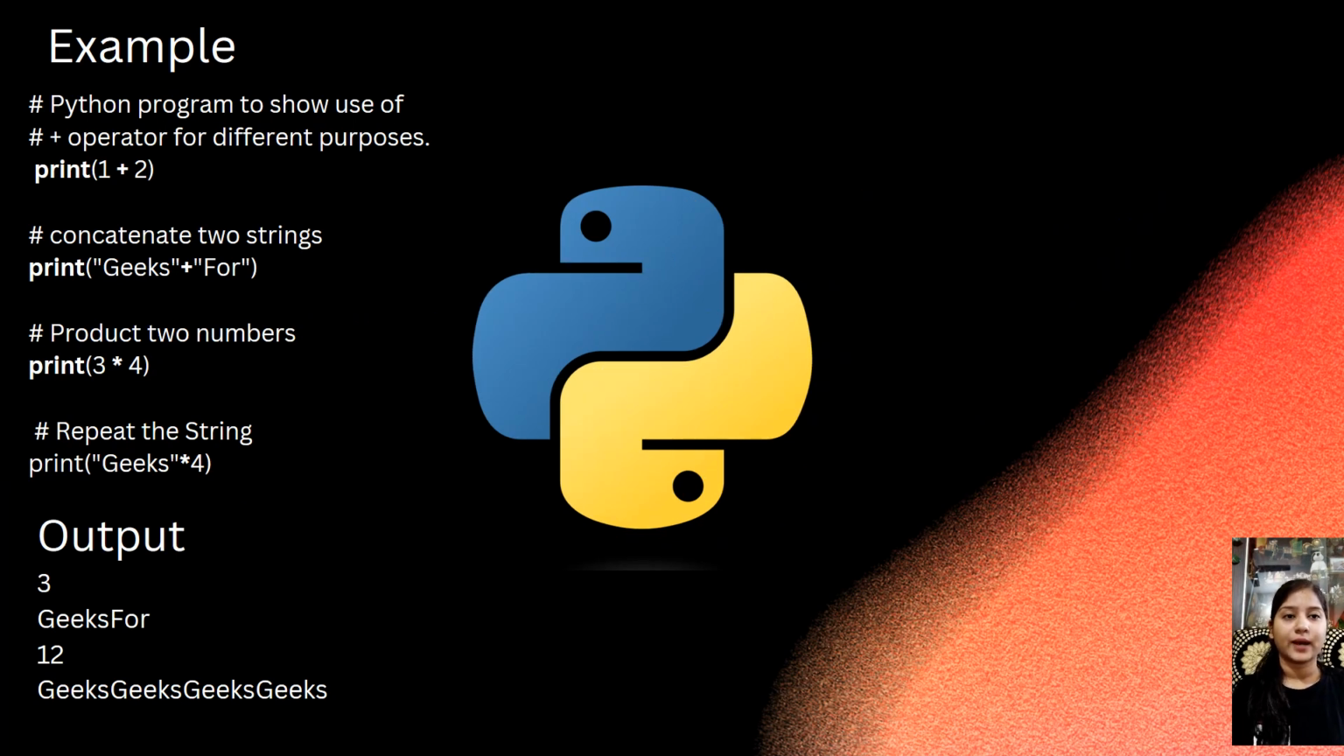For example, a Python program to show the use of the plus operator for different purposes. Print 1 plus 2 gives us the output 3. Concatenate two strings: print "geeks" plus "4" gives us the output geeks4. The product of two numbers: print 3 into 4 gives us the output 12. Repeat the string: print "geeks" into 4 gives us the word geeks displayed 4 times.